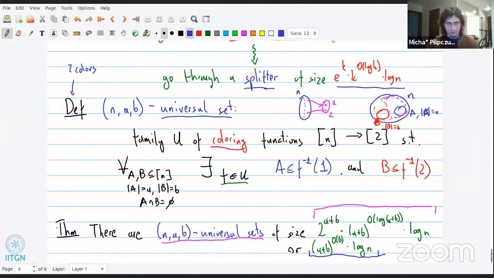Good. I think that this is all that I wanted to say about color coding. Are there any quick questions at the end? Thanks a lot for the attention, by the way.